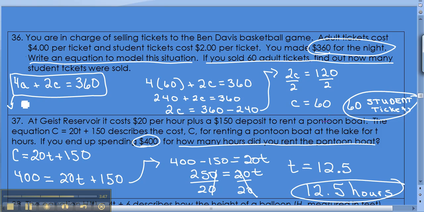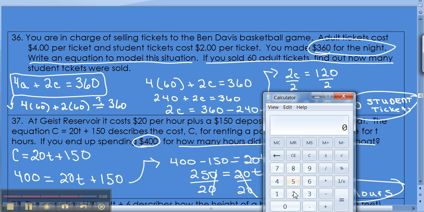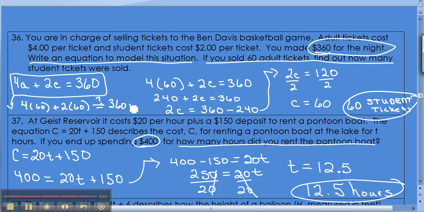So you take 4 times 60, that's the adult tickets, plus 2 times 60, because we've got 60 for the student tickets also, and we want to see if that equals 360. So if you grab your calculator, 4 times 60 is 240, and 2 times 60 is 120, so add that to the 240. Does that equal 360? Yes, it does. So our problem checks out, and you know you're right.